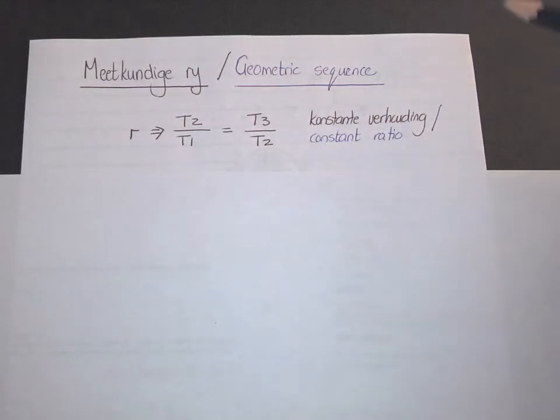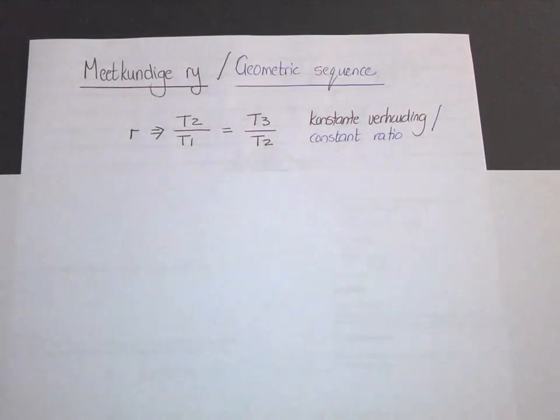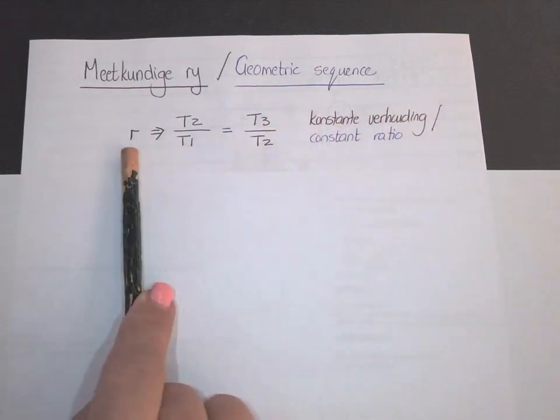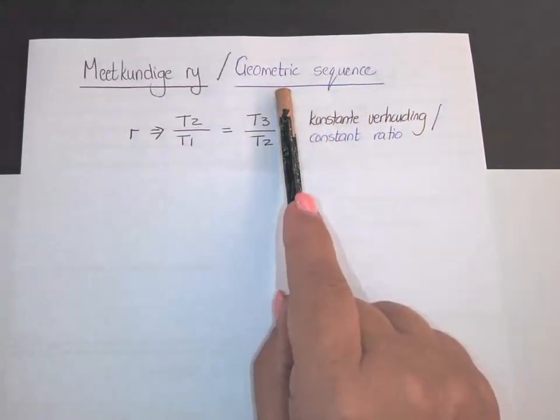Today's lesson is about the geometrical sequence. It's basically a revision of last year's work. The first thing that you need to know is how to identify a geometrical sequence. If you can get a constant ratio, you know immediately that it is a geometrical sequence.